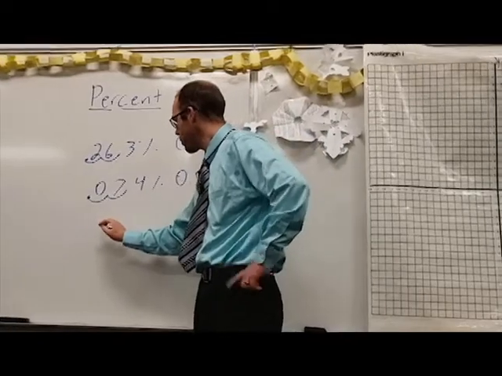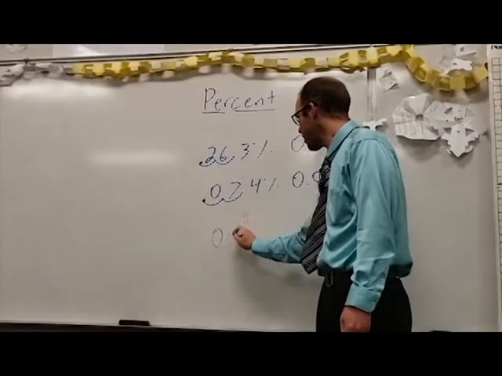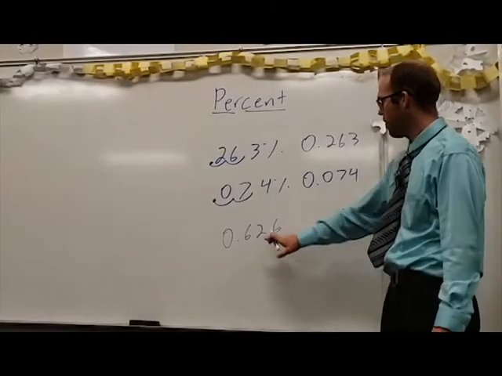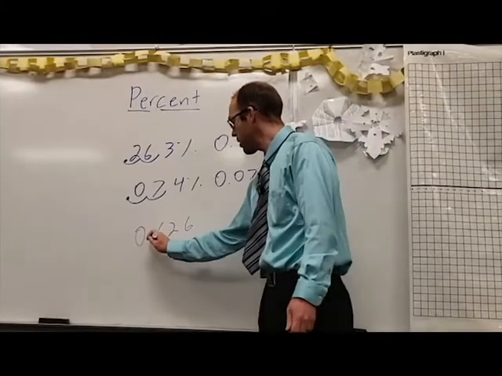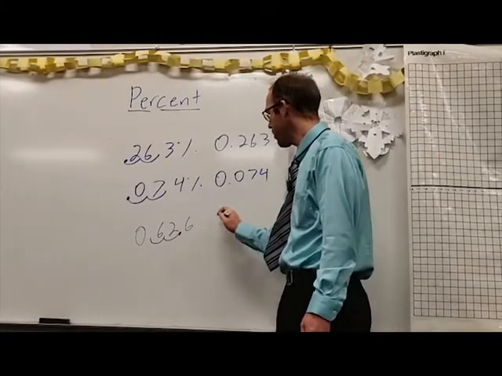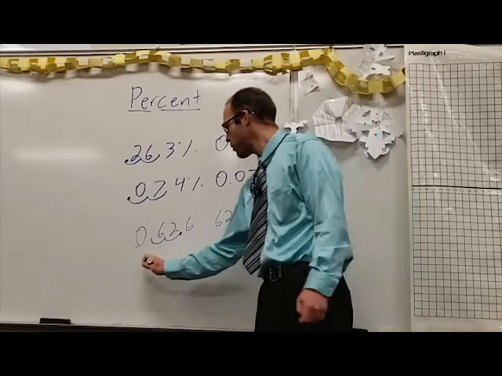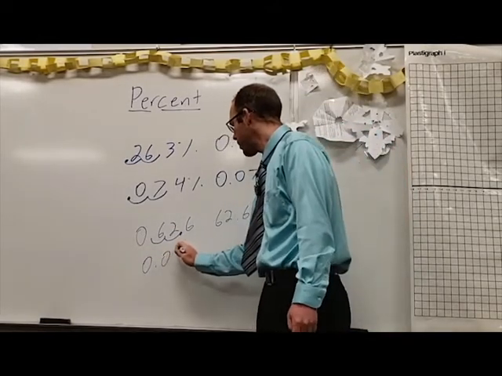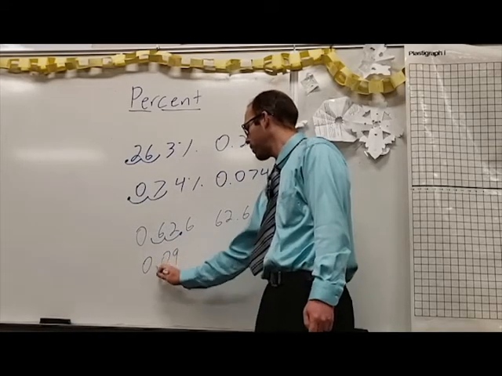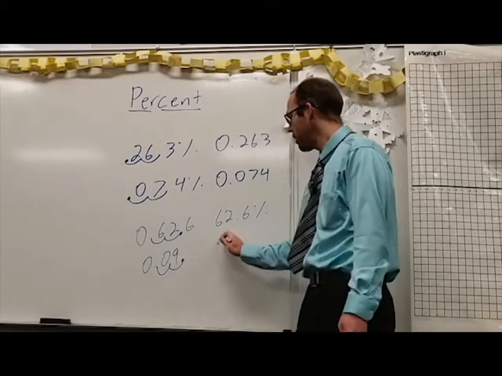So let's say I started with a decimal, 0.626. If I wanted to change this into a percent, we'd move it over twice. That would be 62.6%. If I started with 0.09, move that over twice. That would give me 9%.